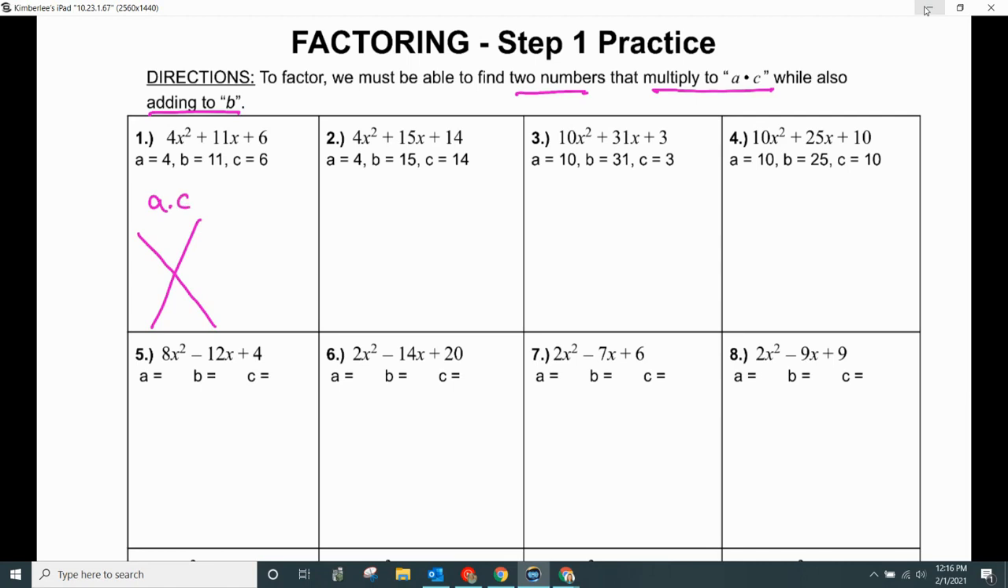Okay, here we go. Well, B is 11, and A times C is 24. We just worked this problem. Remember this? This was 8 and 3. So I just worked this one to show you. Notice 1, 2, 3, and 4, they've gone ahead and labeled A, B, and C for you.